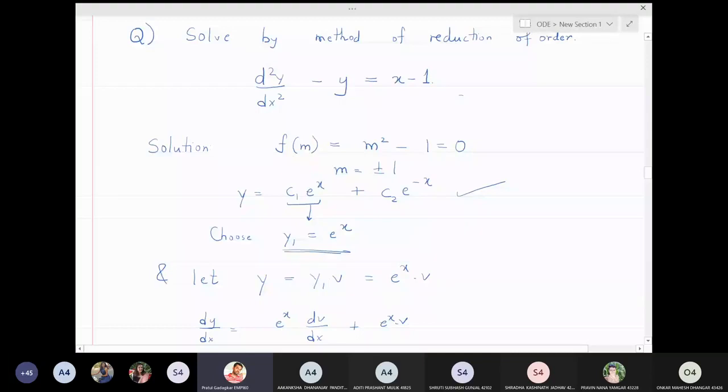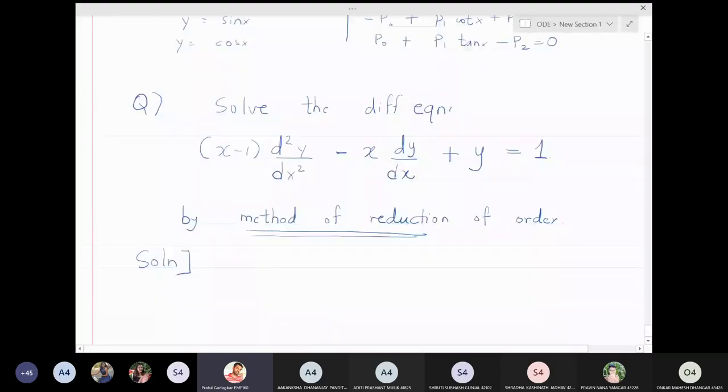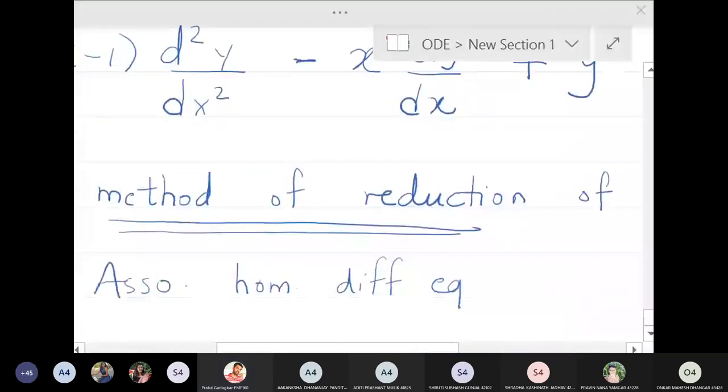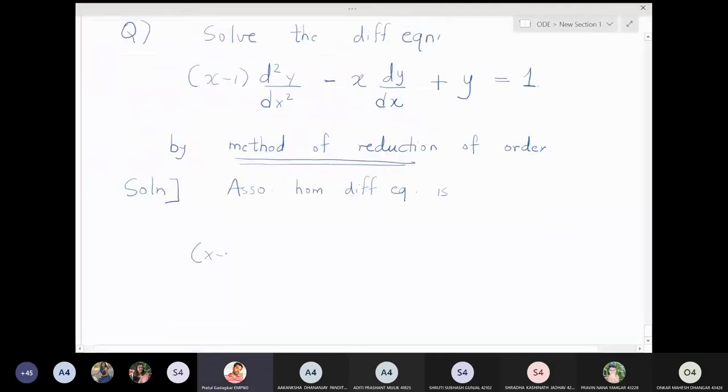Now, what will we do in this particular case? We don't know the complementary function, we don't know the auxiliary equation. So how will you start the method? For that, you will need one solution. Y1 was the solution of the homogeneous differential equation. So here, what is the homogeneous differential equation? The associated homogeneous differential equation is (x minus 1) d2y by dx square minus x dy by dx plus y equal to 0.